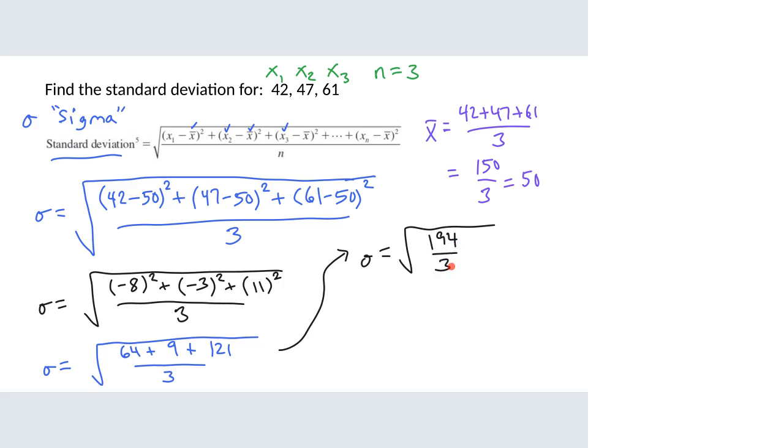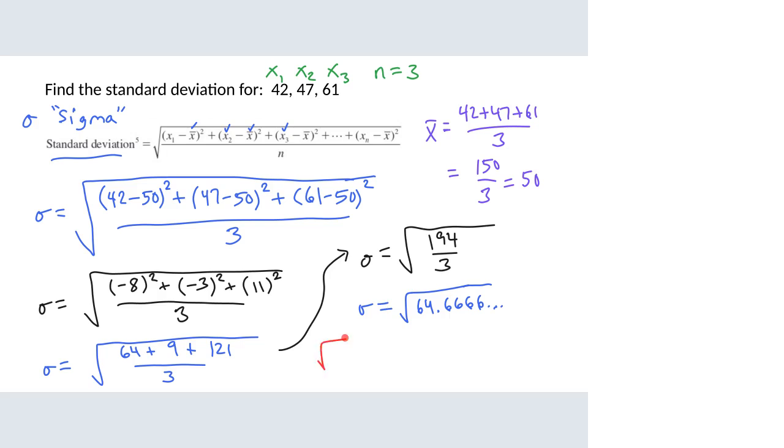Now we finally do the division. 194 divided by 3, and I get 64.66666. And I'm going to keep that on my calculator. And I only have one thing left to do, and that's take the square root. Square root's going to be an important function for us here, so you're going to want to make sure you can find your square root button.